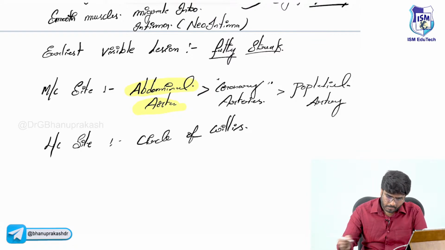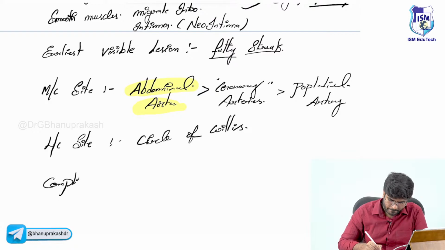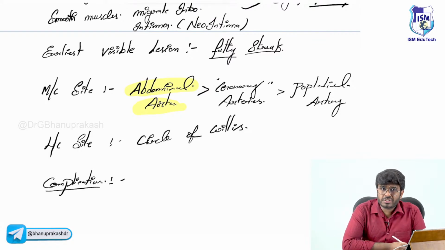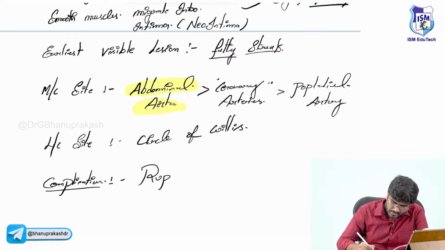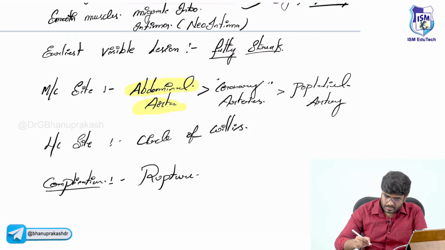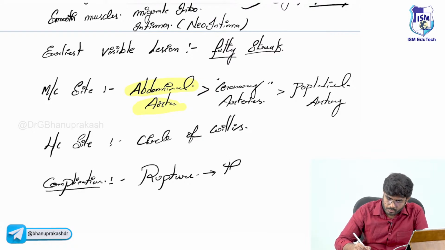Next, complications. If there is atherosclerosis, what are the complications? I have explained, this is an atherosclerotic plaque. It will grow, and one day it will rupture. The intima is going to be totally ruptured. Now when it is ruptured, what happens? Platelets will come and accumulate there and form a thrombus. So the complication is rupture. Today or tomorrow it will rupture, and whenever it ruptures, that will form a thrombus.